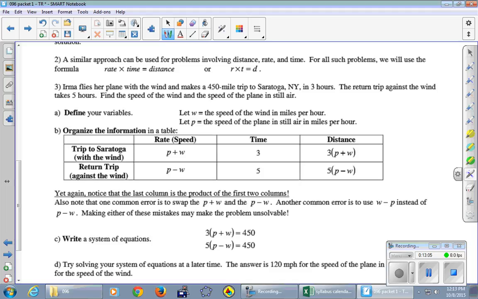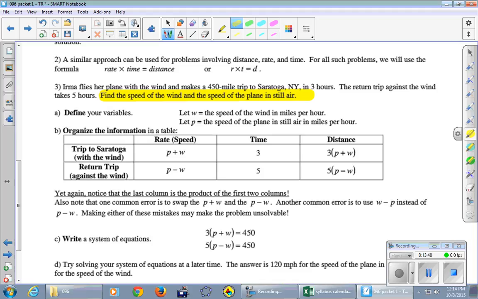All right? So we'll start with our definitions. That right there tells you exactly what the definition should be, right? Find the speed of the wind. Super. Let W equal the speed of the wind. Find the speed of the plane in still air. Great. P equals the speed of the plane in still air. Make sure you include those unit words. In both cases, what's the appropriate unit? Miles per hour, right? And these are speeds. Miles per hour is our unit for both of those.